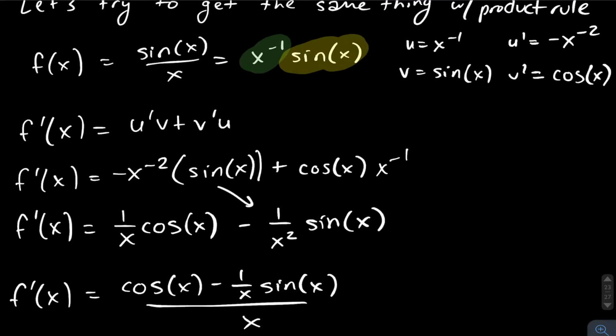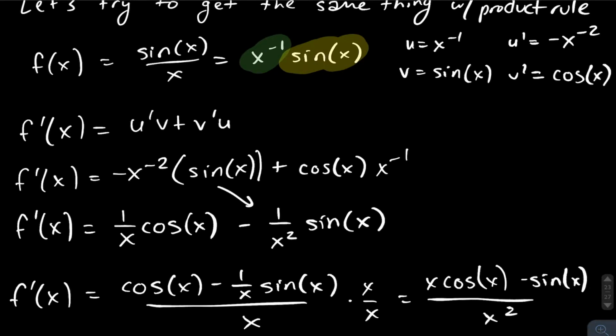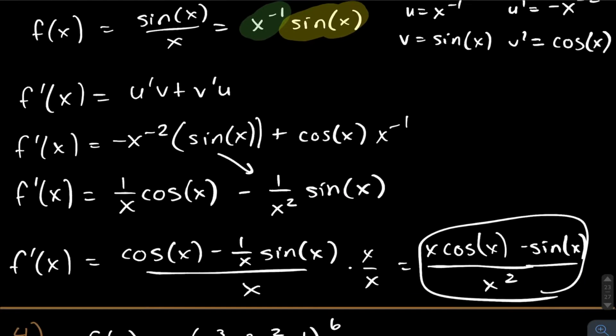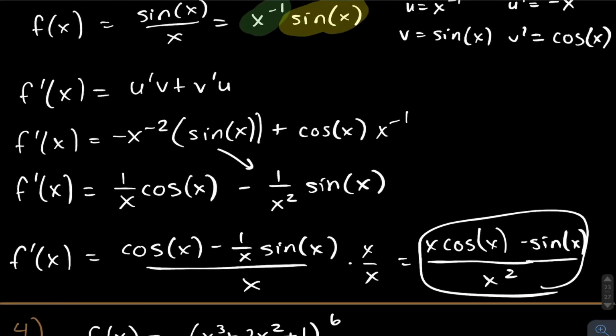then you're good. Okay, but basically we have to multiply by x over x. Okay, we multiply top and bottom by x, and we get x cosine x minus sine x over x squared. And that is what we had up here. Okay, so these are the same thing. You can use product rule for this. And you can leave it with the negative exponents if your instructor is okay with that.